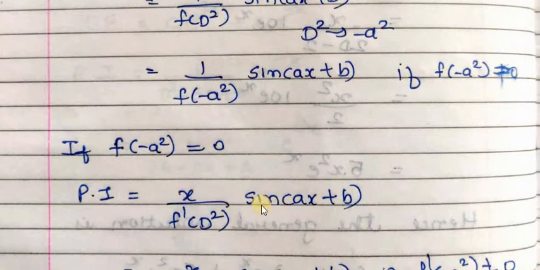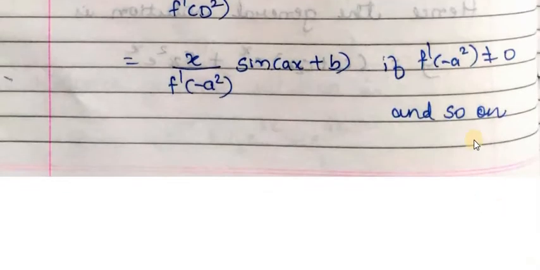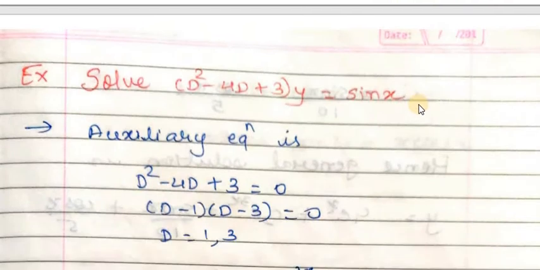So it will become x into sine of ax plus b divided by f dash of D square. Now you have to apply the same concept. Simply you have to replace D square by minus a square. So it will become f dash of minus a square. Then you can write down in this way only when f dash of minus a square is not equal to 0. Now you can repeat the same process.